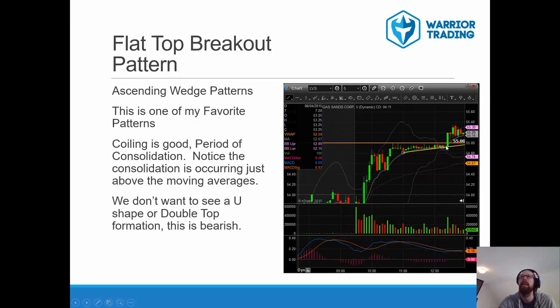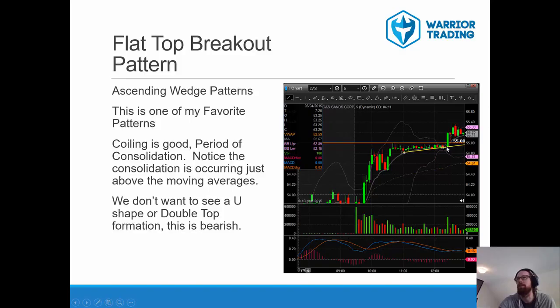Now, I want to note that you don't want to see a big U shape in the taps. So when you hit the high here and then you pull all the way back and come back up, you have this U shape, this sort of empty space. That's not good because this is very extended between the first tap, the pullback, and the second tap. You want tight consolidation the way you have here because that helps you establish a very low level of risk.